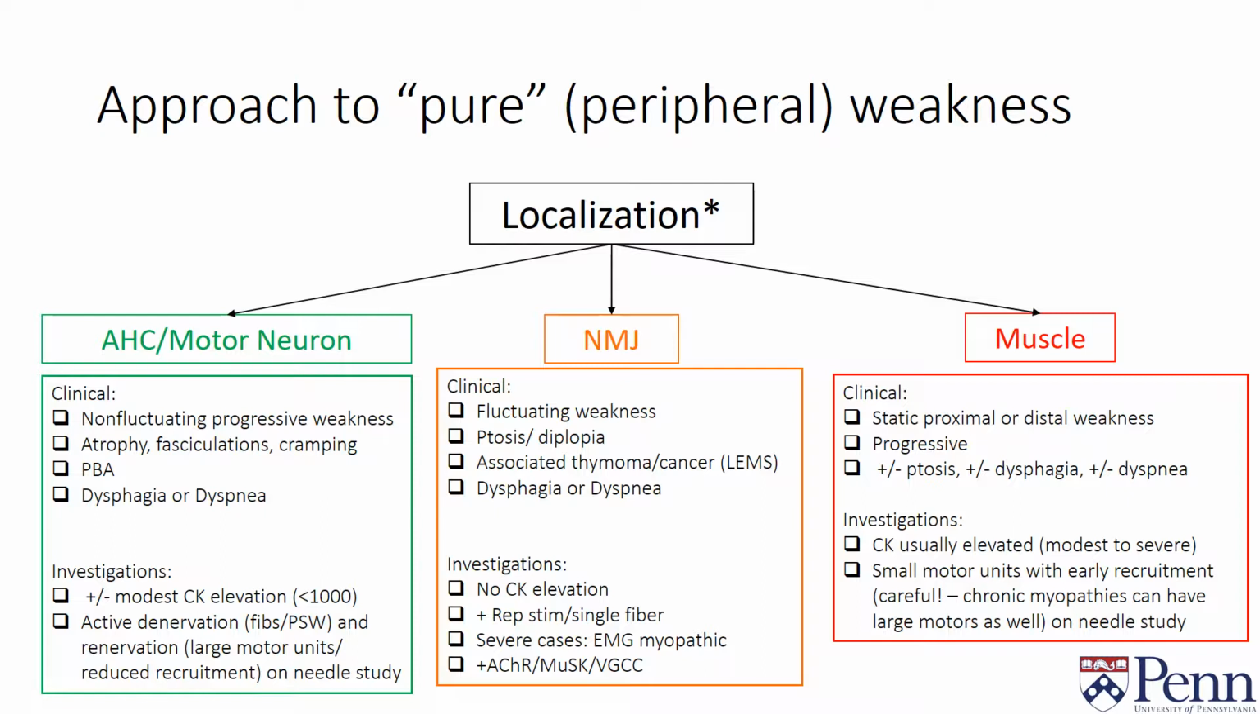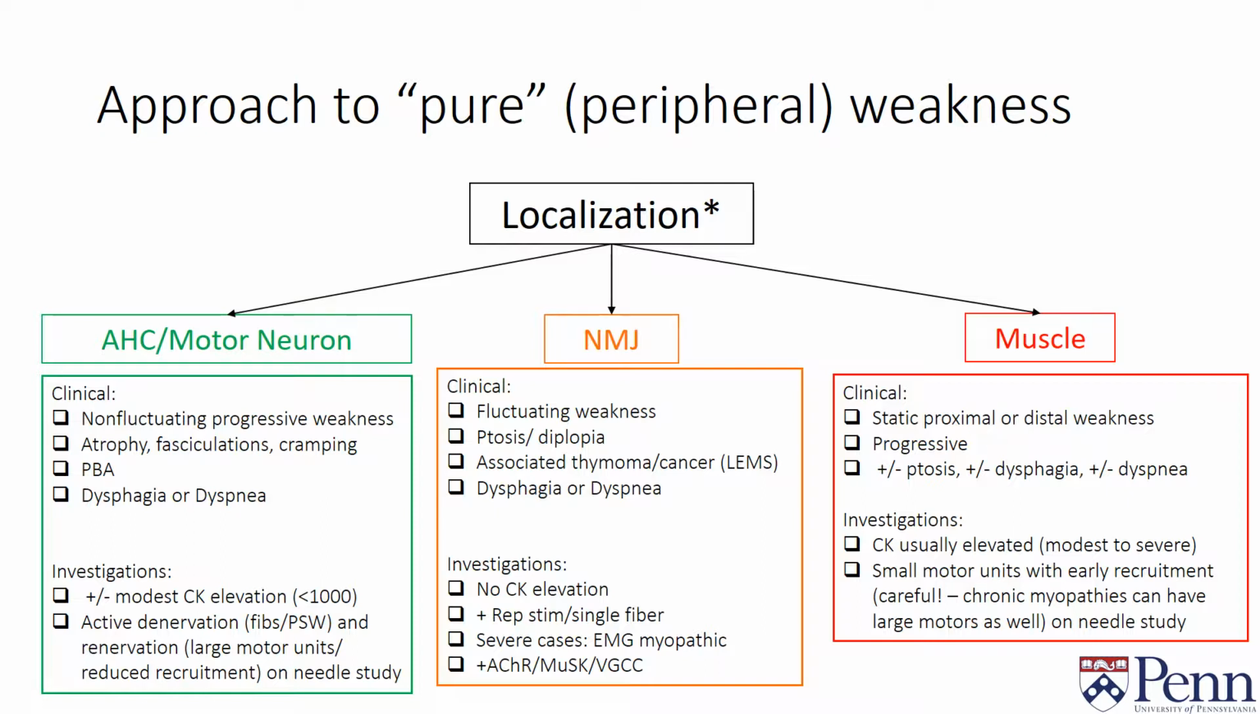We do not expect CK elevations in neuromuscular junction disorders. We do expect repetitive stimulation and single fiber testing to be positive, although this is not always the case. In severe cases, which can be confusing, the EMG may appear myopathic in a neuromuscular junction disorder, and in generalized cases, we do expect positive antibodies of some form, although again, this is not 100% sensitive.